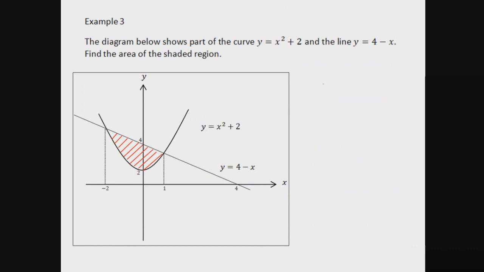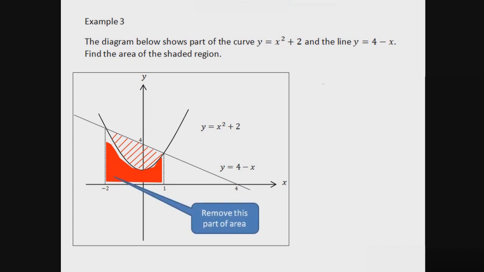Let's look at example 3. The diagram below shows part of the curve y equals x squared plus 2 and the line y equals 4 minus x. Find the area of the shaded region. Okay, so we have the parabola function and the straight line y equals 4 minus x. As you can see, if we integrate y equals 4 minus x, we get this trapezium-like shape. And then actually we have to remove this part of the area. So we have to subtract the parabola function, which is the quadratic function x squared plus 2.